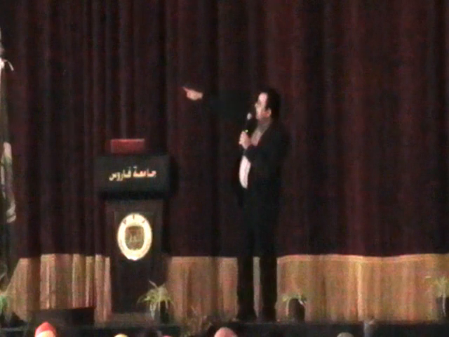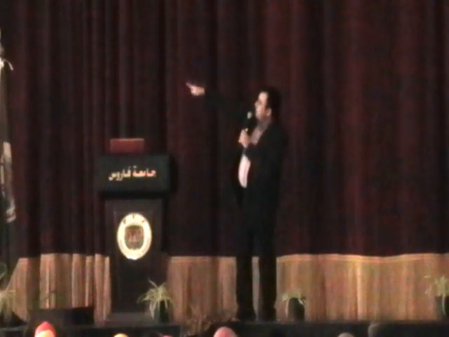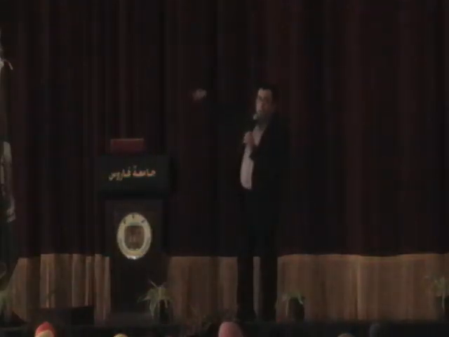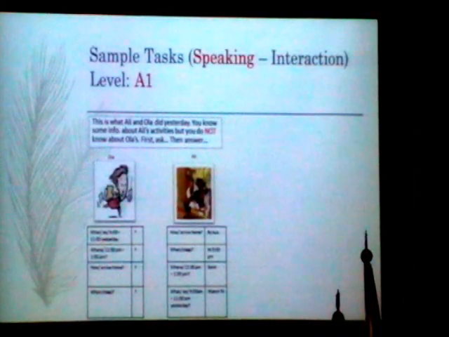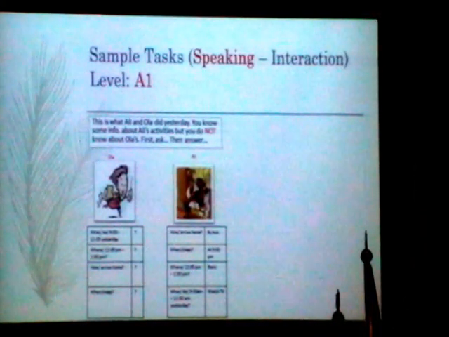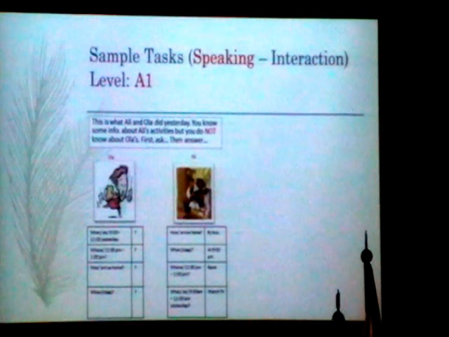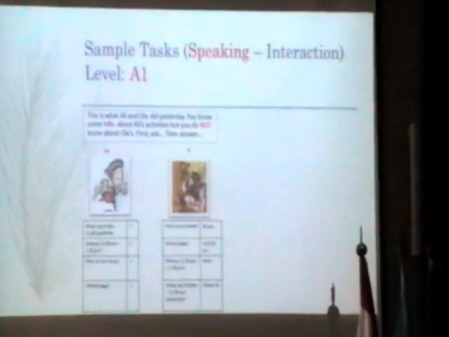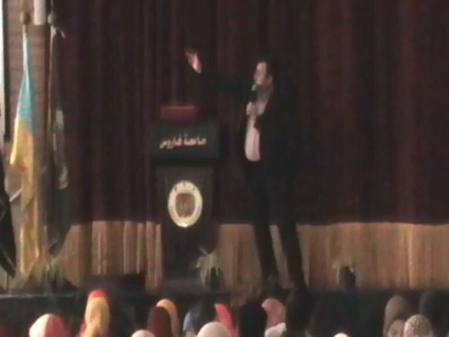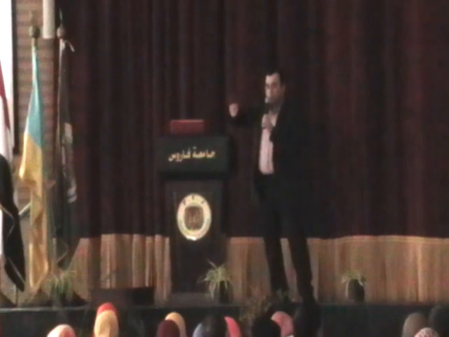Now this is what Ali and Ola did yesterday. Now we will assess speaking ability through using past tenses. You know some information about Ali's activities, but you do not know about Ola's. So one student has some information about Ali and missing information about Ola with some questions, and vice versa.